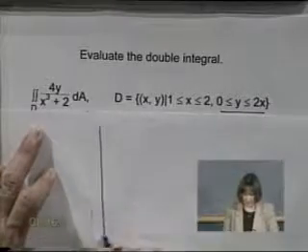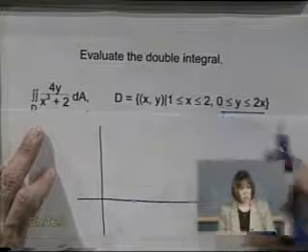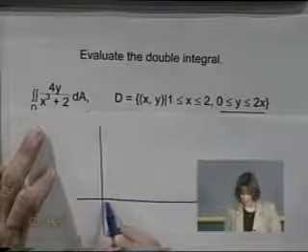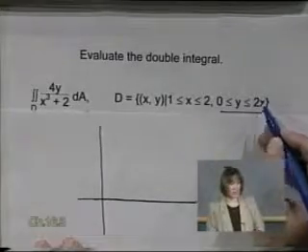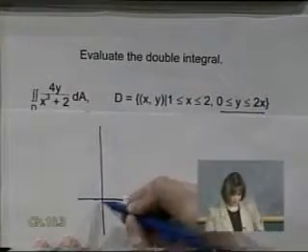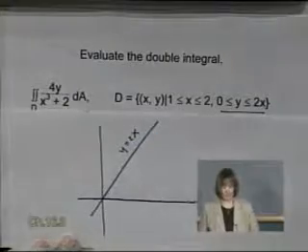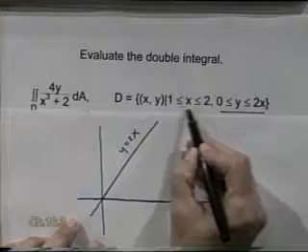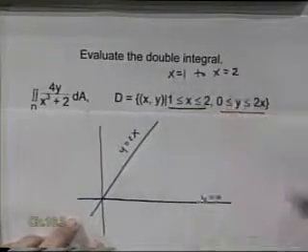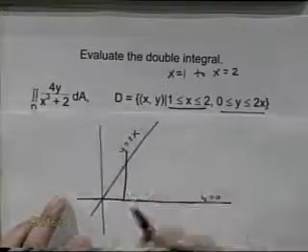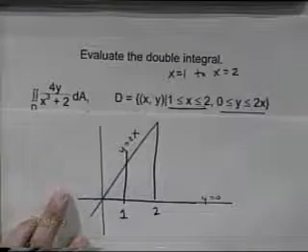What they're saying here is y is ranging from y equals 0. What does y equals 0 look like? It's the horizontal axis, so that's y equals 0, to y equals 2x. What does y equals 2x look like? It's a line. On the flip side, x is ranging from x equals 1 to x equals 2. Well, x equals 1 looks like this, and x equals 2 looks like this.